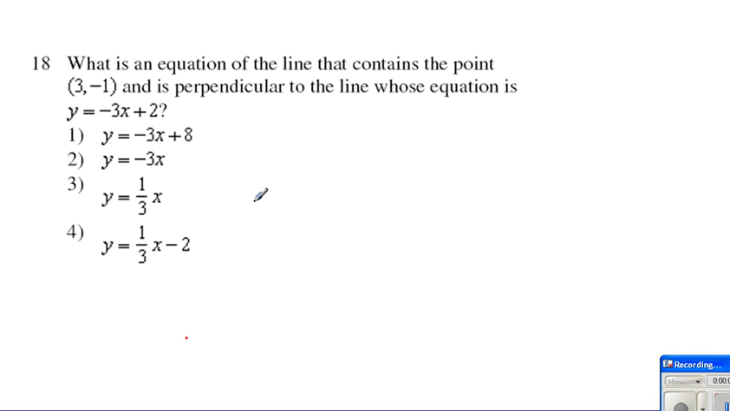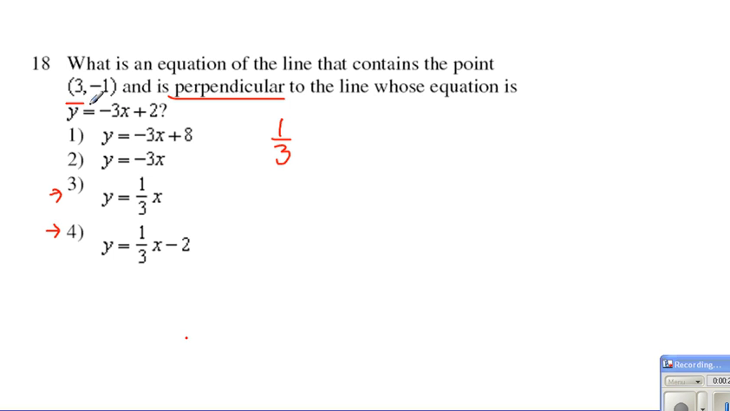Class, this is part 2 of the practice questions. Now here, we realize this is perpendicular. Perpendicular means negative reciprocal. So the fact that we have negative 3 as a slope means 3, but we have to get the reciprocal, which gives us 1/3. That gives us a chance for number 3 and number 4.